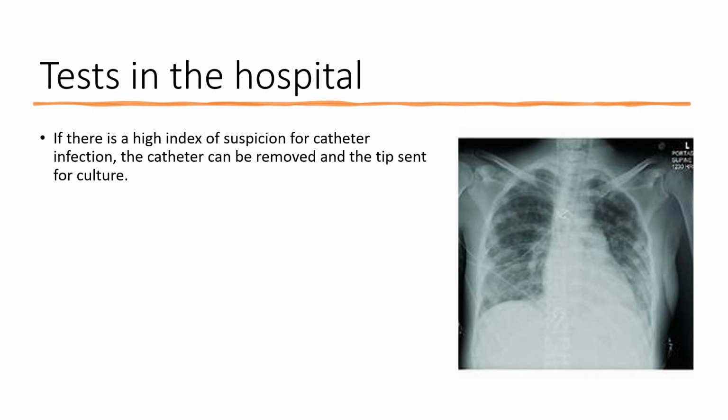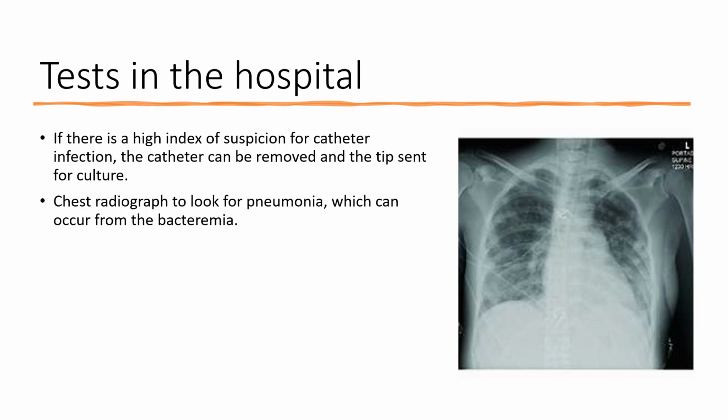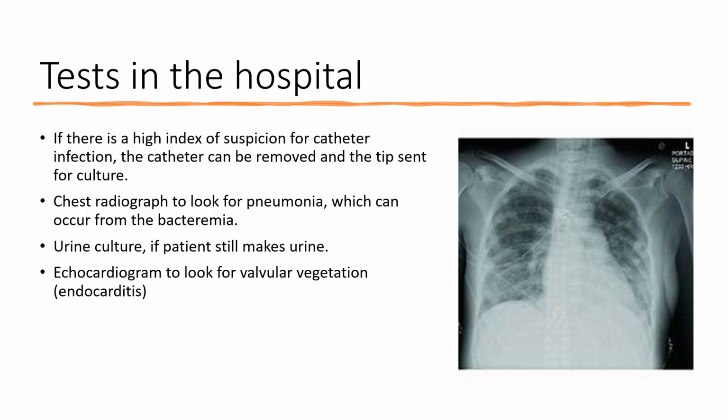If there's a high index of suspicion for catheter infection, the catheter will be removed and the tip sent for culture. Typically, we'll get a chest x-ray to look for pneumonia, which can occur secondary to the bacteria in the blood. If they still make urine, we'll get a urine culture.